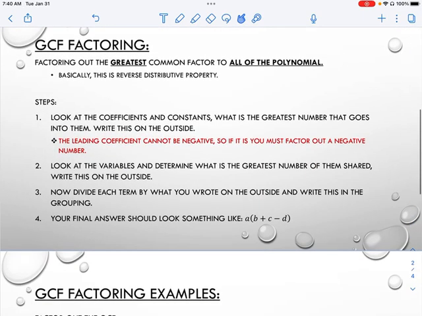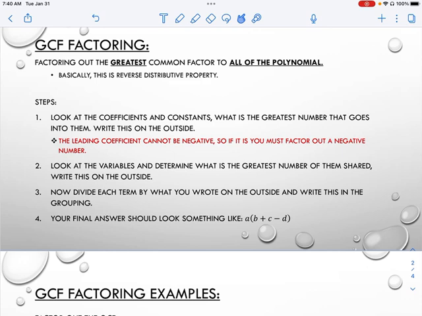All right, so GCF factoring is just simply factoring out the greatest common factor to all of the polynomials. It has to go into everything there. Basically, like I said, this is reverse distributive property.